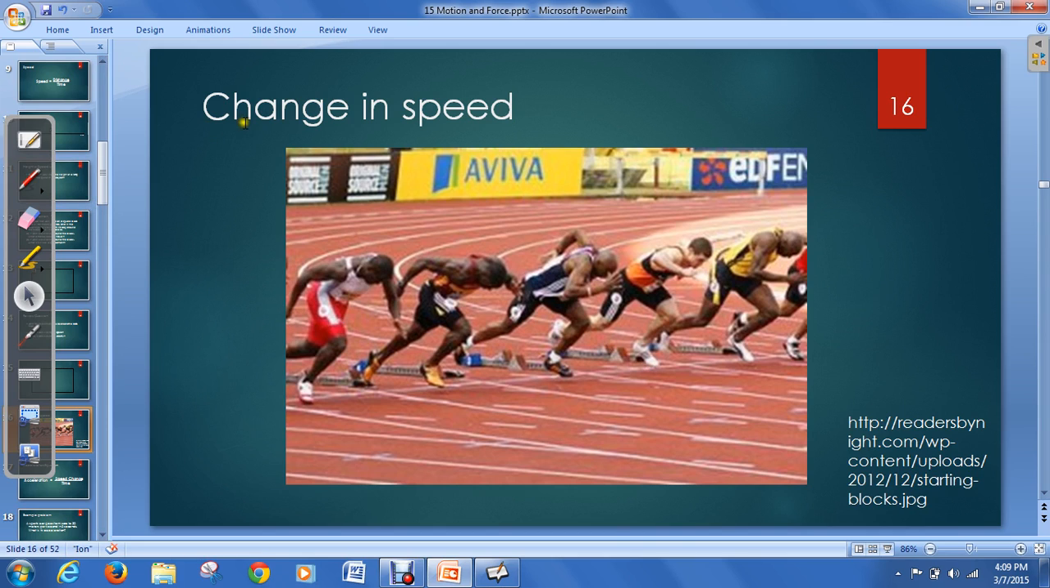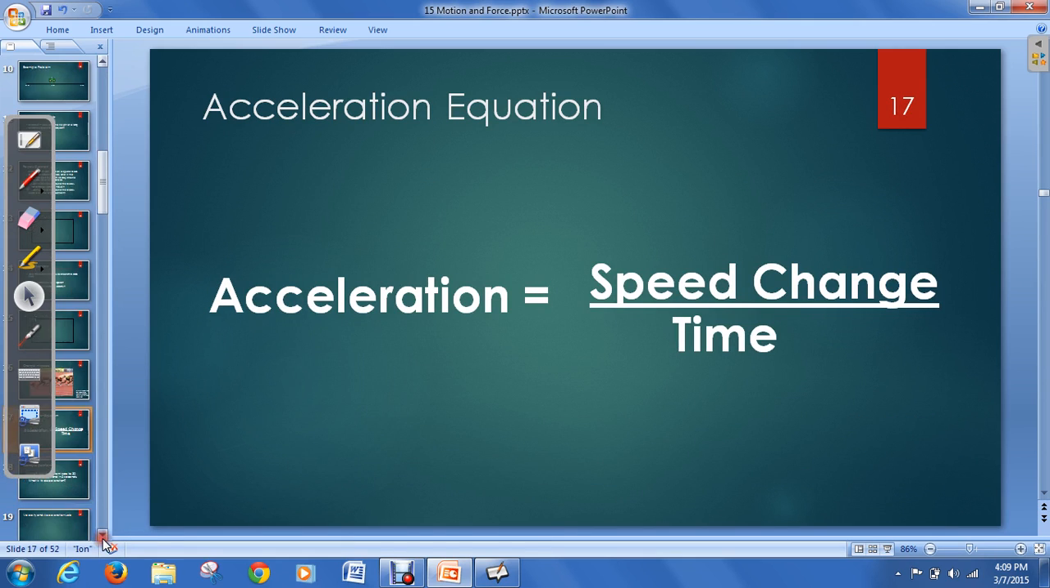So we need something to associate with the change in speed. Because a car and this Olympic runner can obviously go the same speed, but these guys can get out of the blocks a lot faster. So we want to look at that change in speed. And the term we use for that is the acceleration. And what acceleration means is it's the speed change, or the change in speed over time.